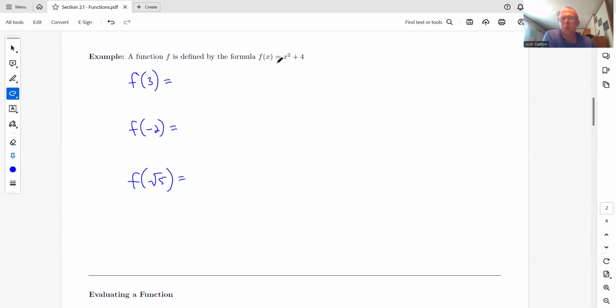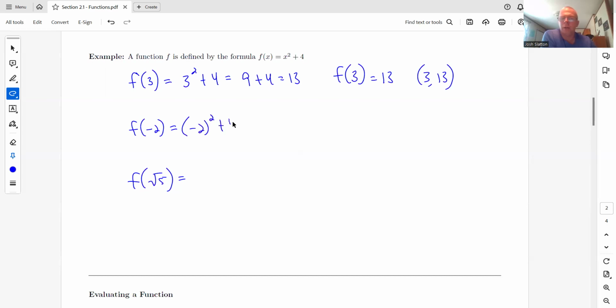So f of 3, we're just going to plug in 3 for the x, and we get 3 squared plus 4, and now we can simplify that, which is 9 plus 4, and then we get 13. So f of 3 equals 13. And so we could also say that the ordered pair (3, 13) is a point on the graph of this function.